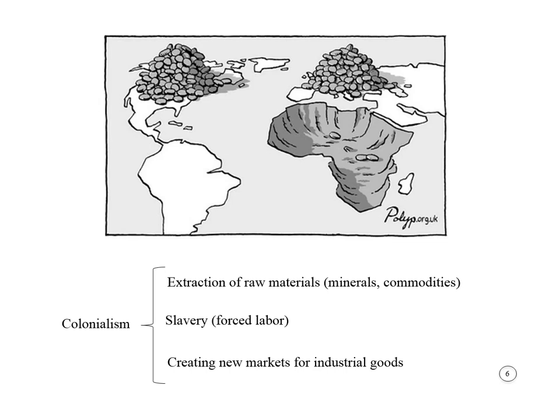The second was slavery, forced labor. At the beginning, many of these industries, the best one is sugar, was built on forced labor, and many of these labor force were transferred from Africa to Latin America by force. And the third one is creating new markets for industrial goods.